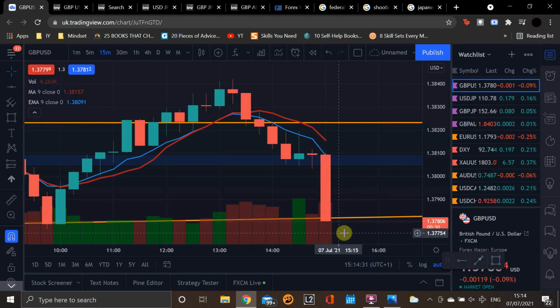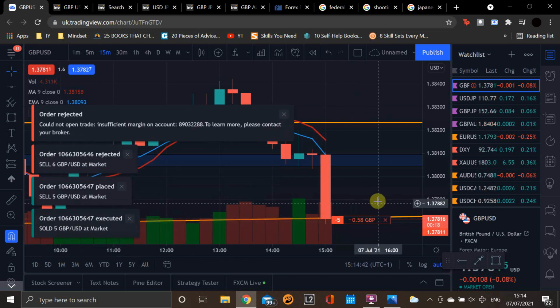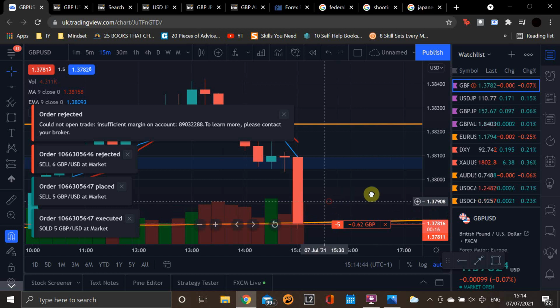You know what? I'm going to get in here. Like I said before, I don't believe GBP is doing well, so I'm going to get in here again. I'm going to sell GBP USD. I don't mind. I think it's going to break that trend line.